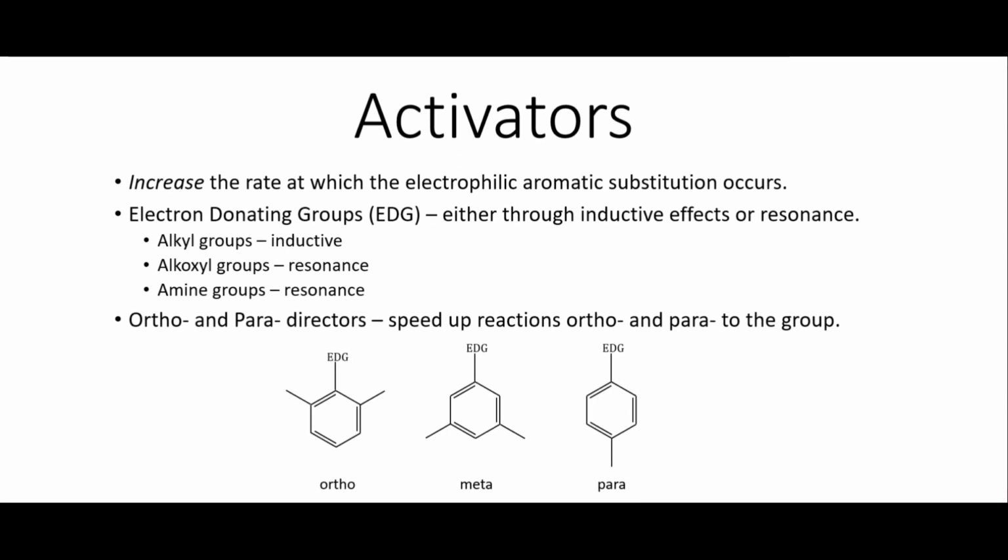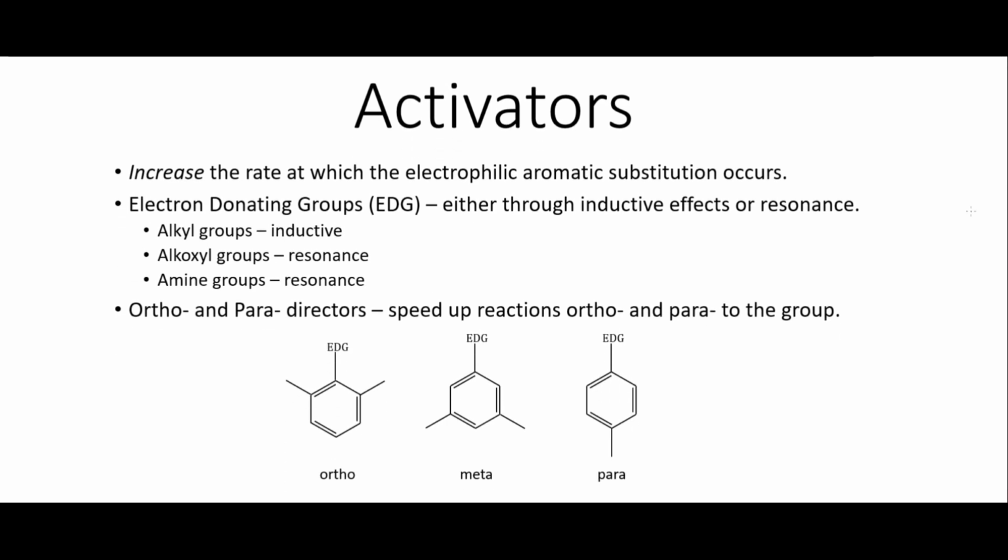So these are going to activate the reaction. They're going to make it more likely to happen. Activators increase the rate at which the electrophilic aromatic substitution occurs, and this is done by using electron donating groups, or EDG. This is either through inductive effects or resonance. The three that we're going to be looking at today are these. If we have an alkyl group, that's done inductively. If it's an alkoxyl or an amine group, those are resonance.